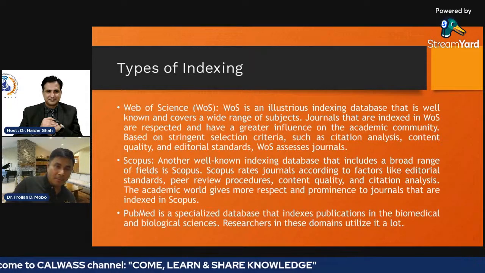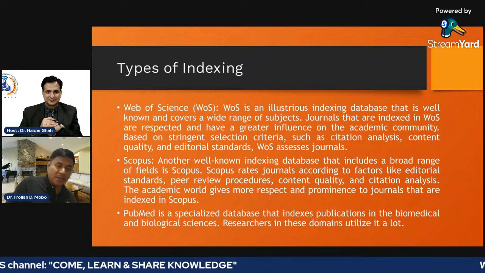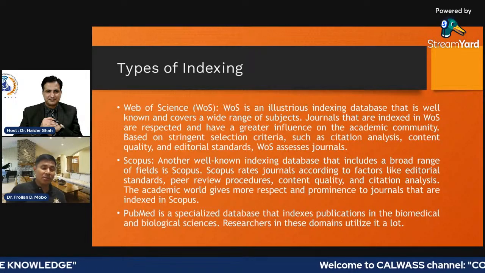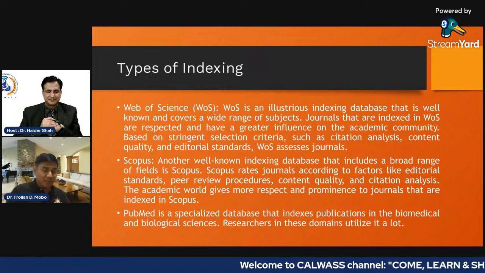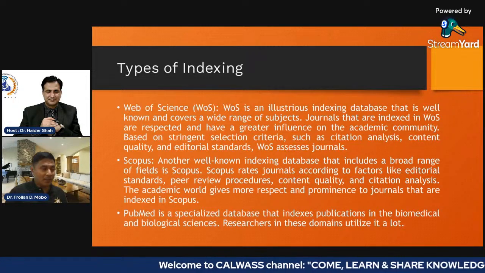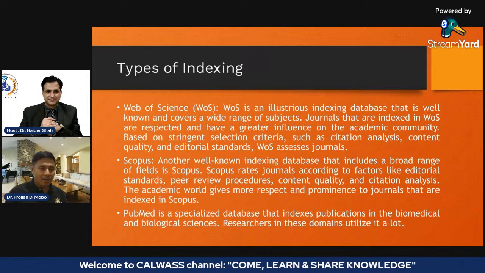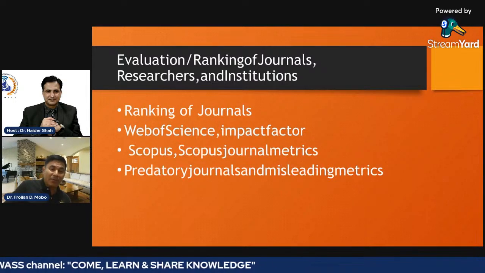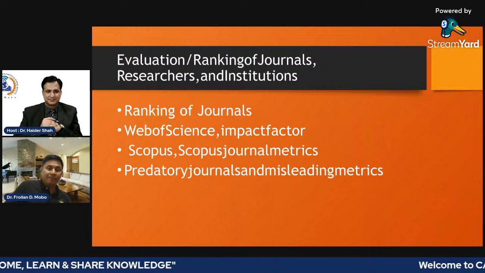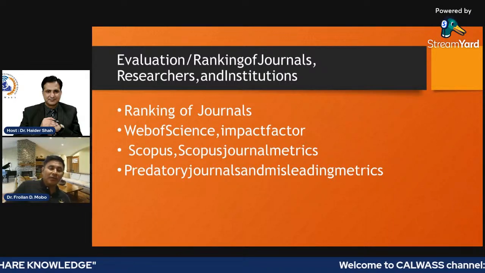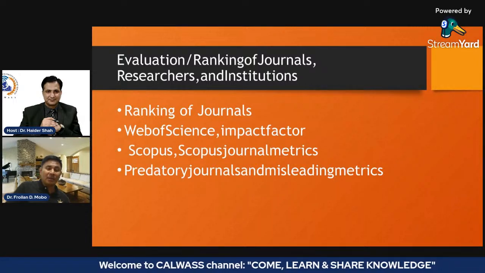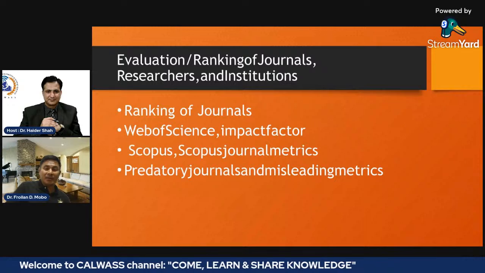So we have types of indexing. We have the Web of Science, we have Scopus, we have PubMed, which, as you notice, is very important for this type of indexing and identifying the following. Of course, evaluation and ranking of journals: sometimes there are rankings of journals, the Web of Science Impact Factor, and Scopus, which is very important for us.